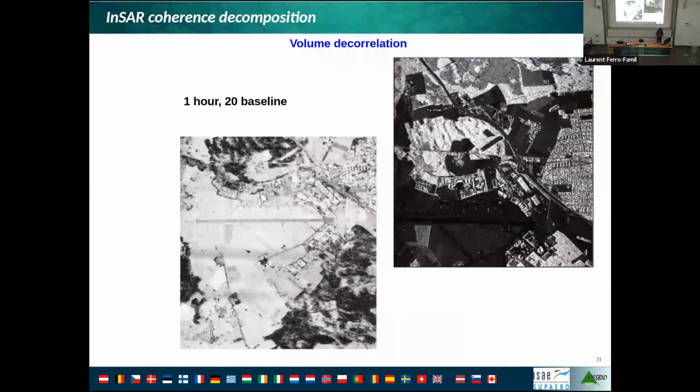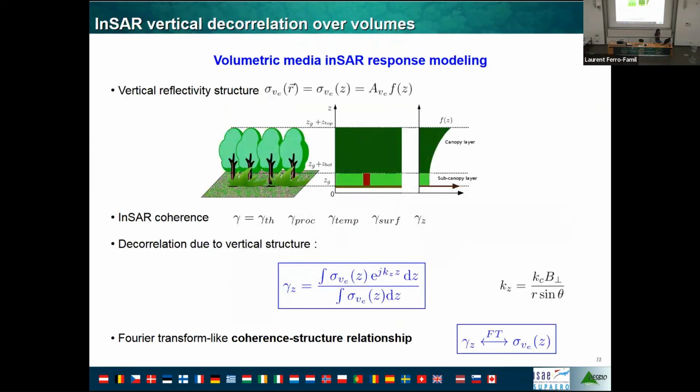And the last decorrelation, which is really what is interesting us, is called volume decorrelation. It is due to the fact that we are measuring a volume, and as I will show later, this volume can decorrelate, and the decorrelation depends on the baseline you are using between the two acquisitions. Okay, so how do we model this? In a very simple way.